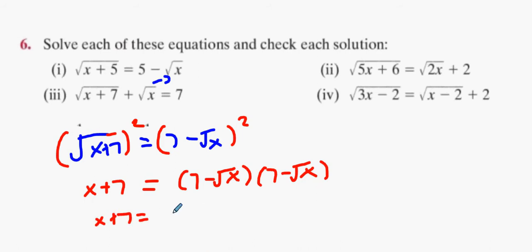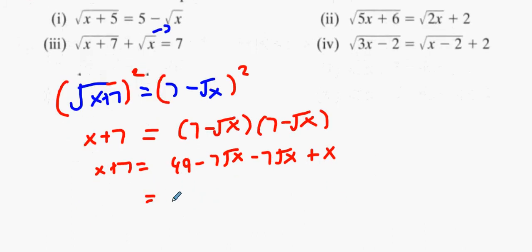Then 49 minus 7 root x minus 7 root x plus x. What are we going to get there? We're going to get the x's on both sides cancel, don't they? Have we agreed with that? 49 minus 14 root x equals 7.